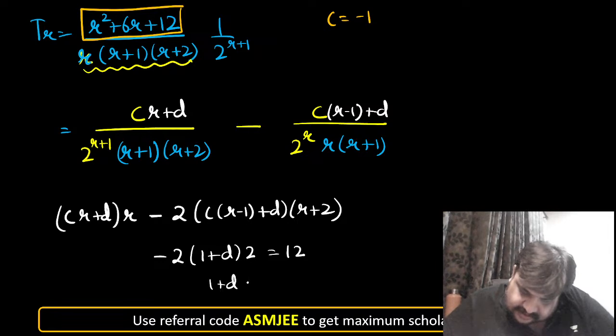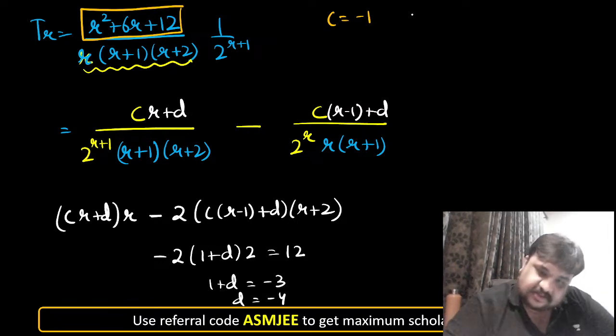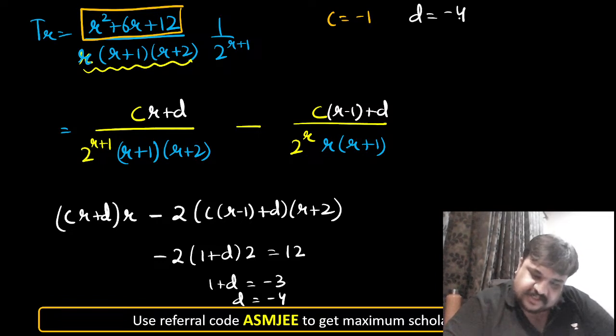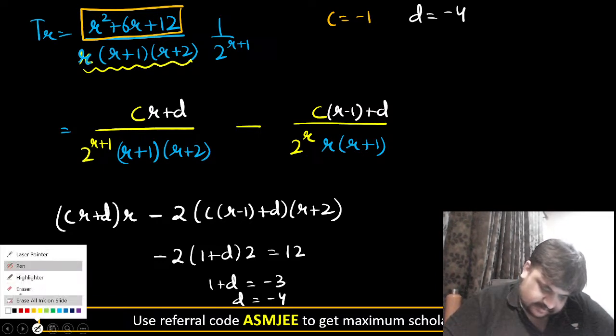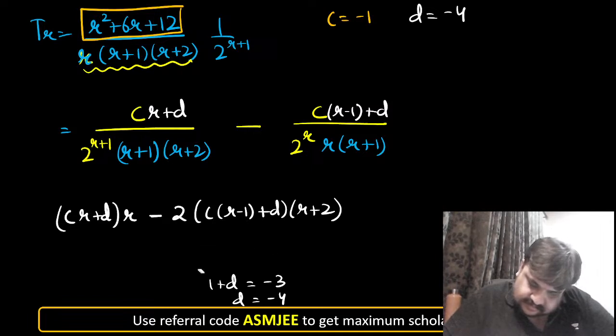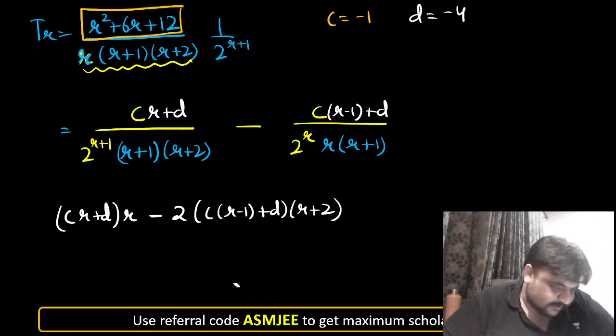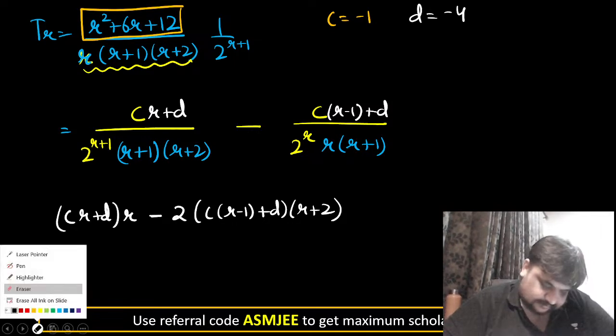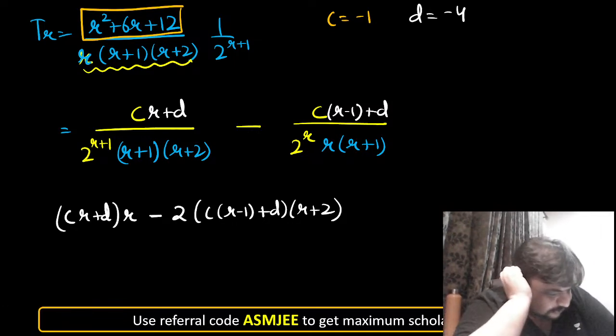1 plus d should be equal to minus 3. And d comes out to be minus 4, I think. See, if d is minus 4, just check. Is d coming out to be minus 4? Just check, guys.